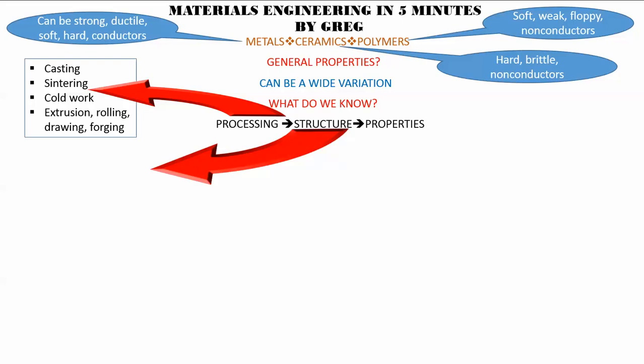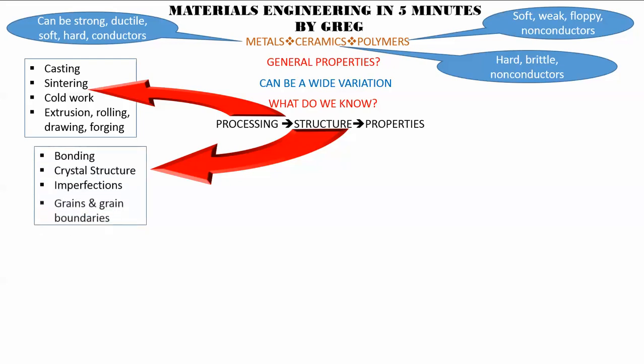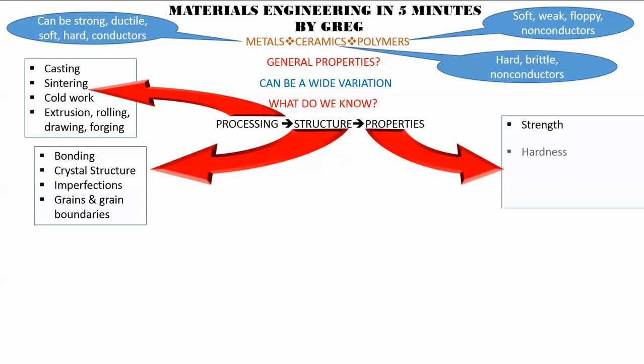We also had structures, and the structures we're talking about are such things as bonding, crystal structure, imperfections, grain boundaries. We've seen that metals are metallically bonded and therefore they conduct electricity, for example. We've seen that face-centered cubic metals tend to be more ductile than hexagonal close packed, and so on. We've seen the effect of imperfections, grains and grain boundaries, and so on. And the properties we looked at, mainly mechanical, strength, hardness, ductility comes in there, but we also looked at conductivity, and we also looked at some chemical properties such as degradation and corrosion.